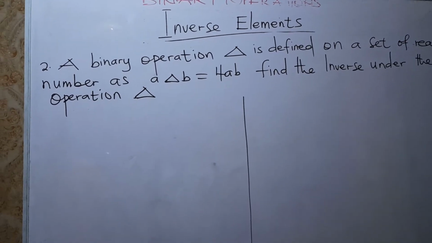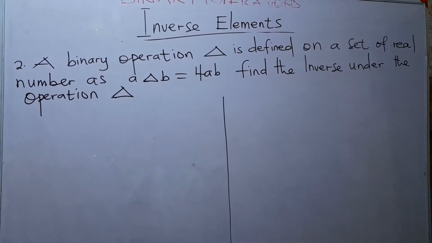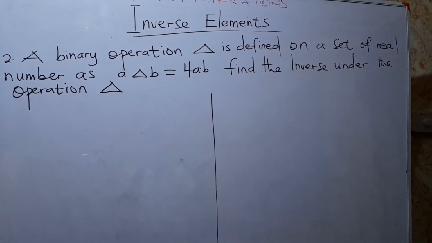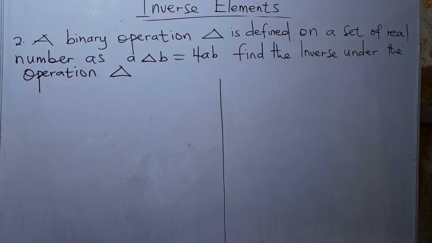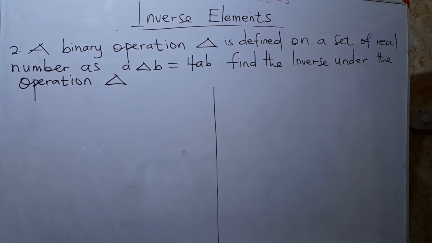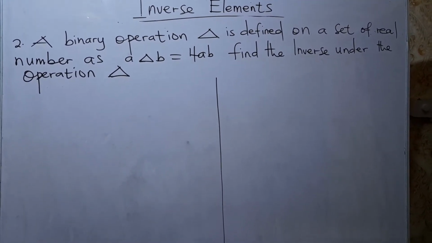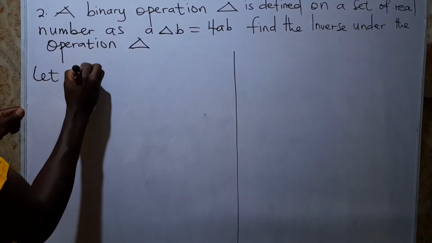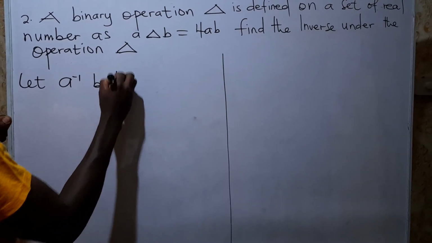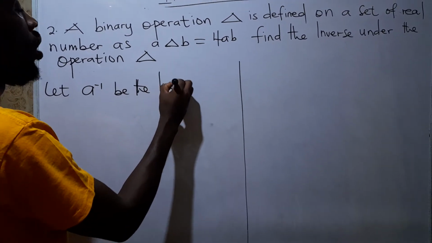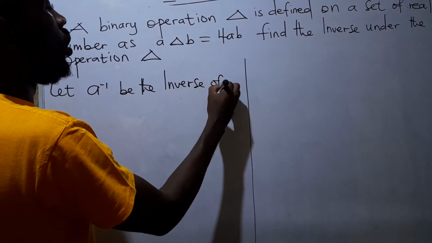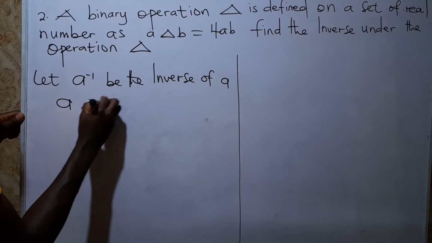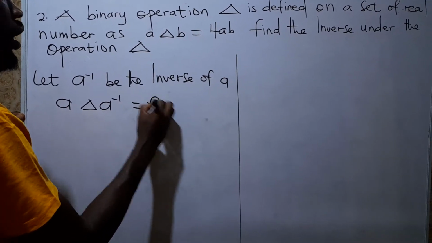So solve the next question. It's a binary operation delta defined on a set of real numbers as A delta B equal to 4AB. We should find the inverse under the operation delta. So remember, when we let A exponent negative 1 be the inverse of A, then we can say that A delta A inverse will give us the identity element.